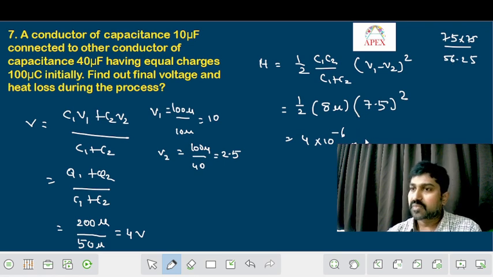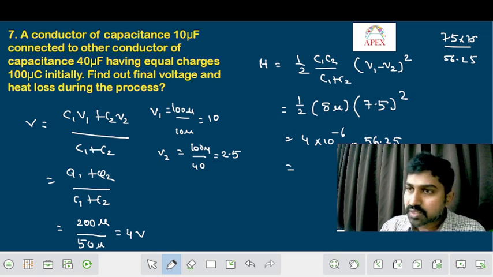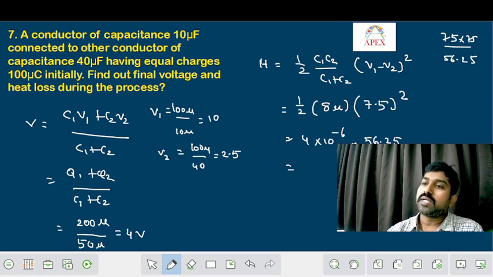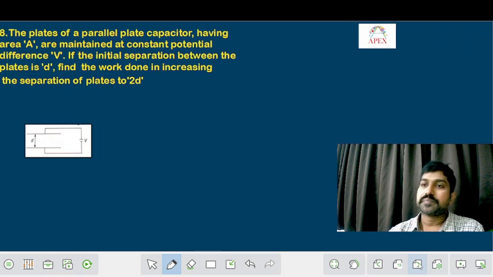56.25. So that is 56.25. And finally it is equal to 4 into 56, how much? 224 and 4 × 0.25 is 1, so sorry, 225. 10 power minus 6 is micro and it is energy only, na? So the answer is in joules. Finally, loss of energy is equal to 225 microjoules.